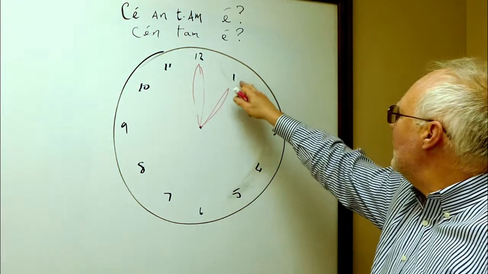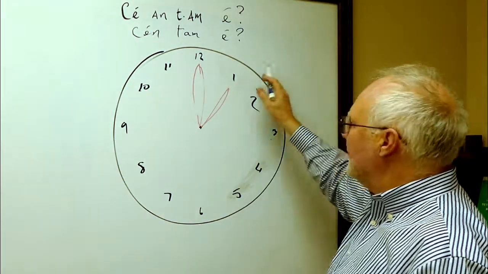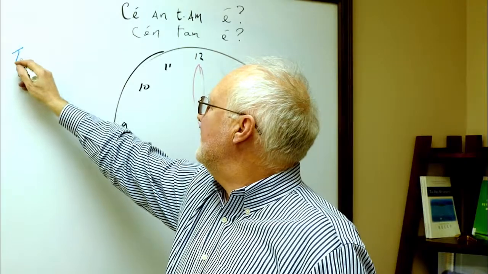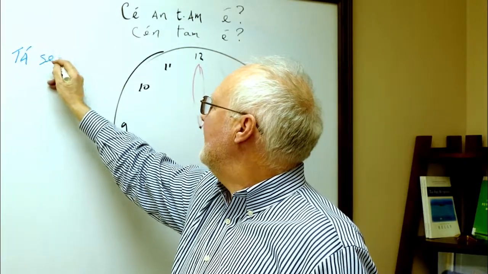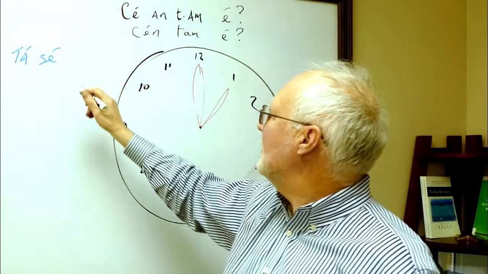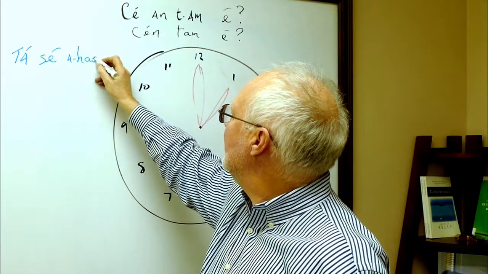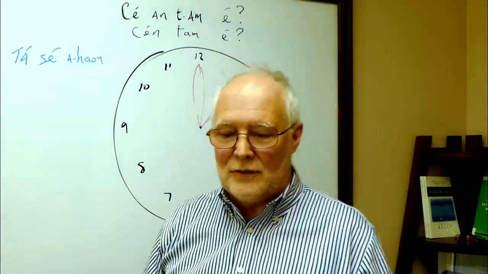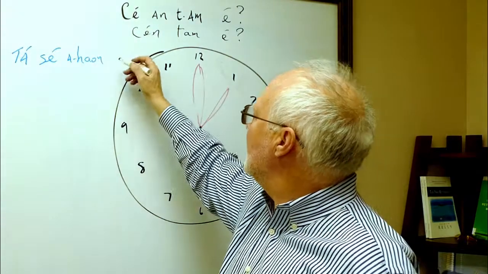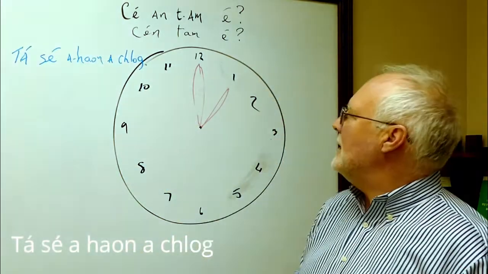Well, you know that 1 is aon. So it has to do with aon, 1. And should I write on this side or on that side? So over here we've got tá sé. It is 1 o'clock. Tá sé a haon a chlog. Tá sé, and the word for 1 is a haon. You know this already. And then everything comes down to clock. It's 1 of the clock. A chlog, C-H-L-O-G. Tá sé a haon a chlog.